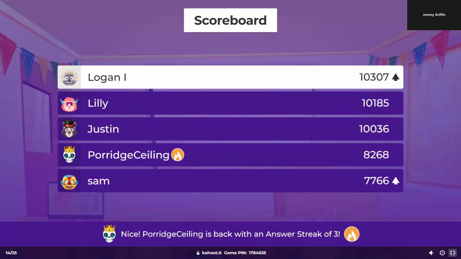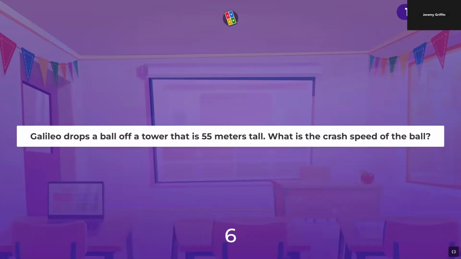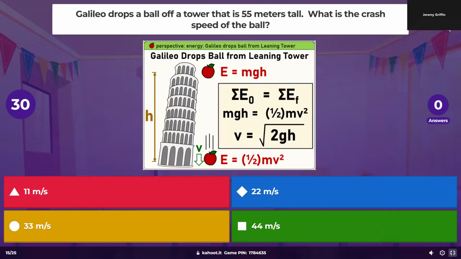Sam, Port Silly, Justin, Lily, Logan. Galileo drops the ball off a tower 55 meters tall. What's the crash speed of the ball?